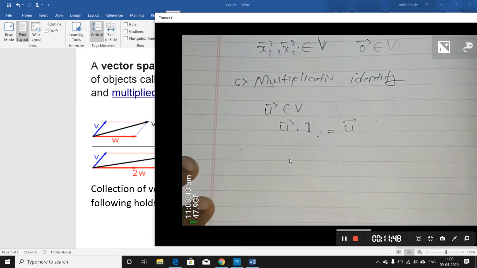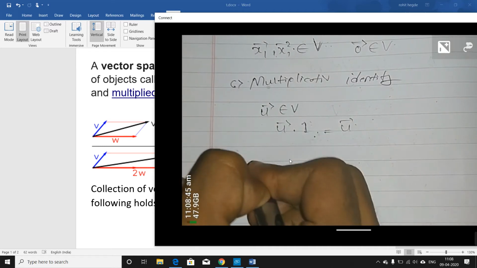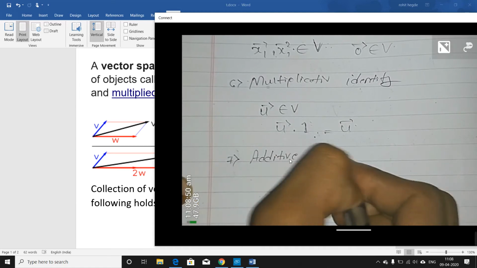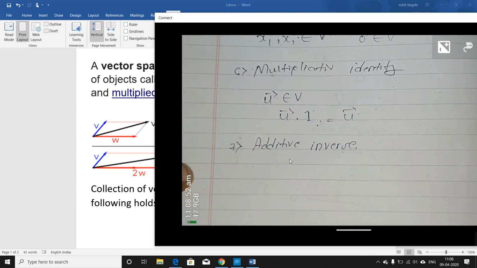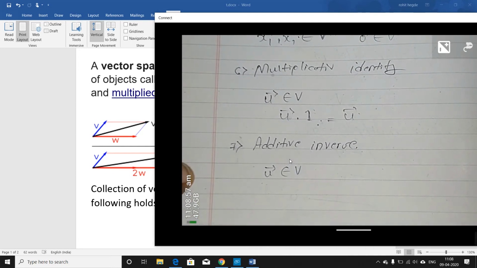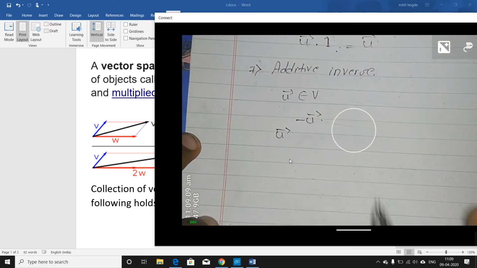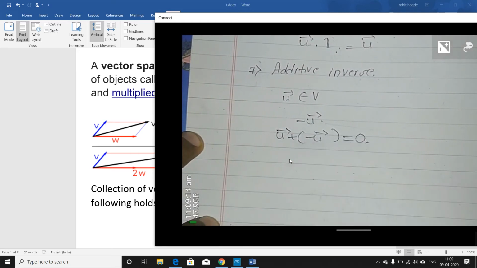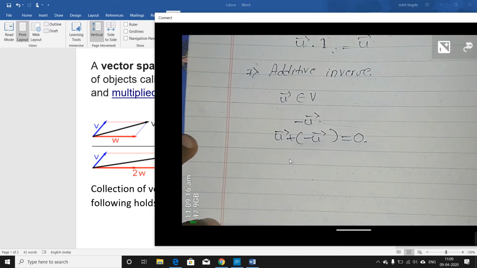And the next one is the additive inverse. Additive inverse means for all the vectors which belong to the vector space V, we have a vector that is minus u vector. That is the additive inverse. That means if we add u vector with this additive inverse, minus u vector, then we will get 0. This is the additive inverse.